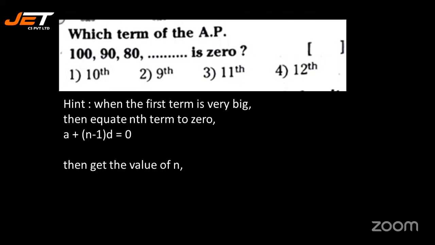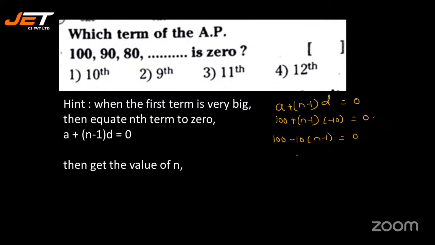Which term of the AP 100, 90, 80 is 0? So same thing here. When the first term is very big, then equate the nth term to 0. So just now we actually worked out the same pattern. Let's try doing this also. A plus n minus 1 into d is 0. A is 100. We are supposed to find out n. D is 90 minus 100, which is minus 10. So 100 minus 10 into n minus 1 is 0.